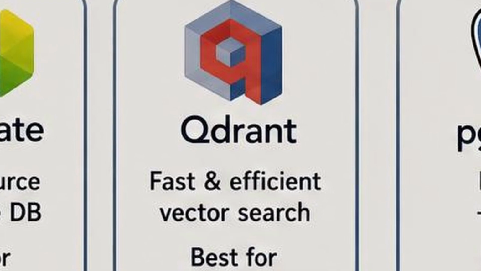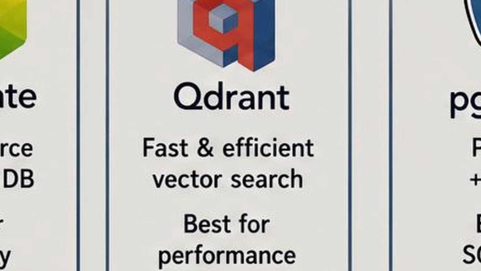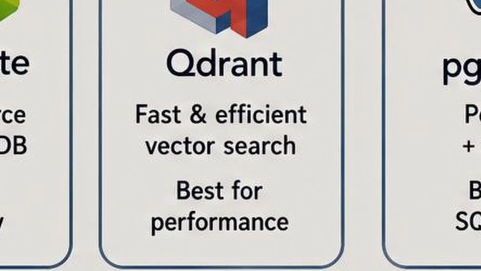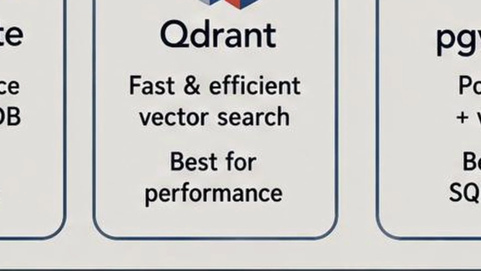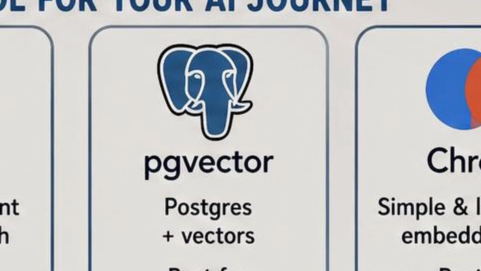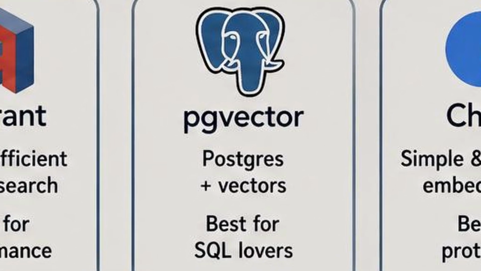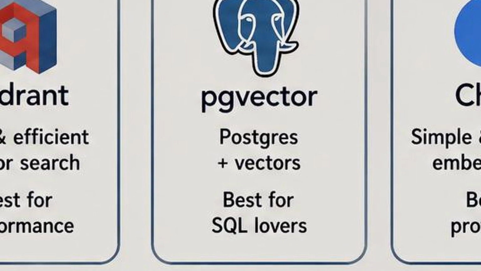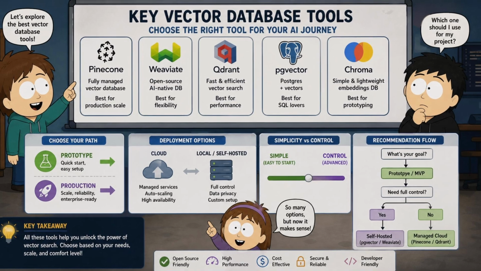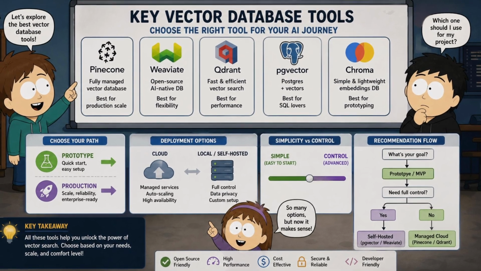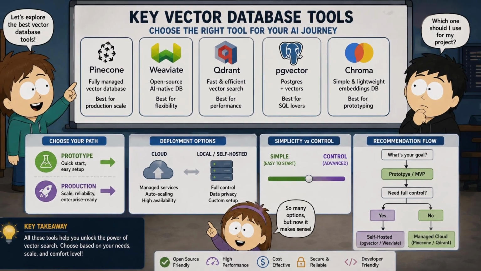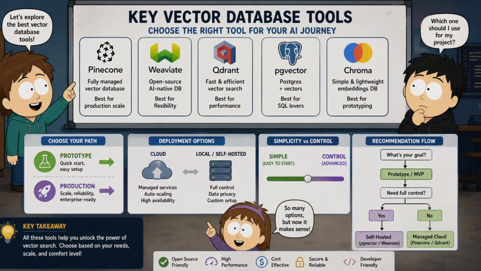Qdrant is also open source and very fast. It is lightweight, written in Rust, and good for production systems with good performance. pgvector is an extension for PostgreSQL. So if you already use Postgres, this is the simplest way to add vector search without adding a new database. And Chroma is very simple and great for learning or prototypes, not designed for huge scale, but perfect for getting started.